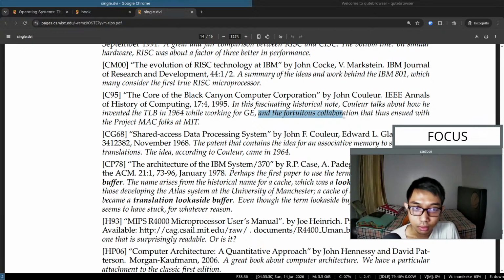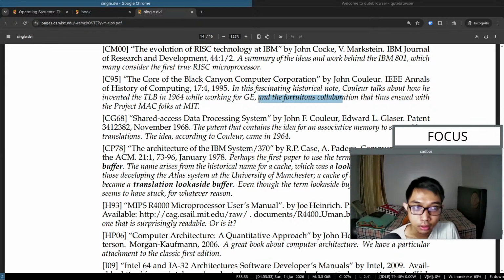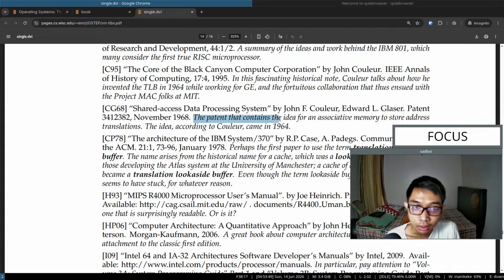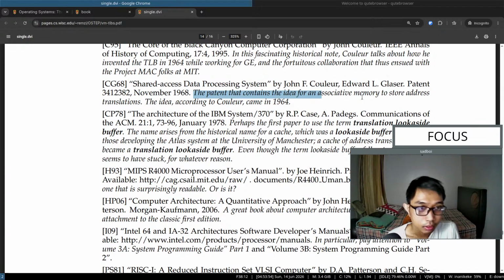Okay, and the fortuitous collaboration and thus fortuitous cooperation that ensued with the project MAC at MIT. Okay, set access data processing system. The patent that contains the idea for an associative memory to store address translation. The idea, according to Collier, came in 1964.